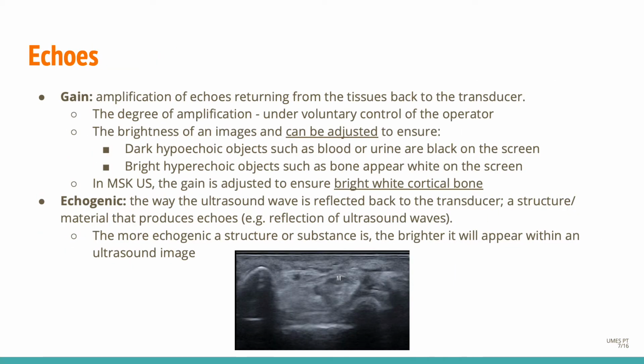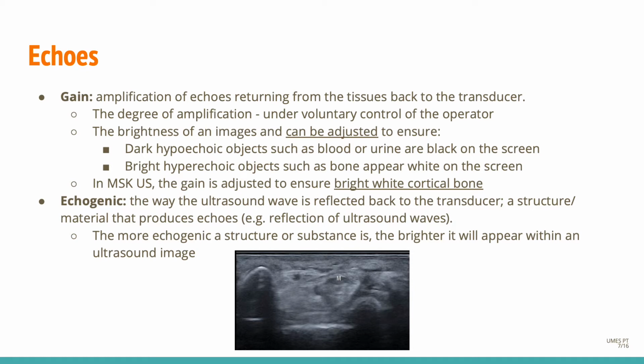Okay, now we're going to talk about echoes. When you're talking about echoes, you have to know the definition of gain. Gain is the amplification of echoes returning back from the tissue to the transducer. So like I said, remember the sound waves hit the tissue and then they come back to the transducer, and that's how the image is made.